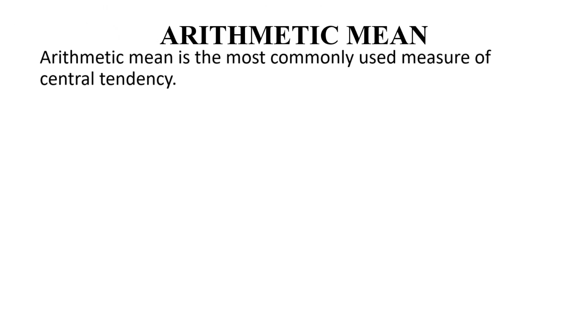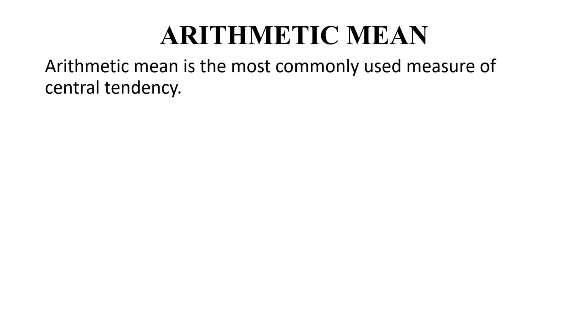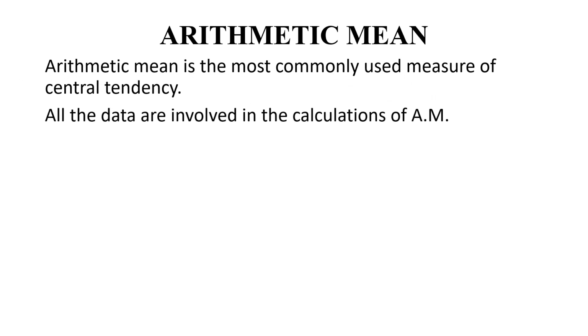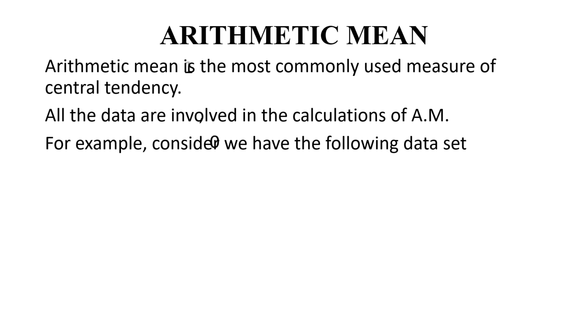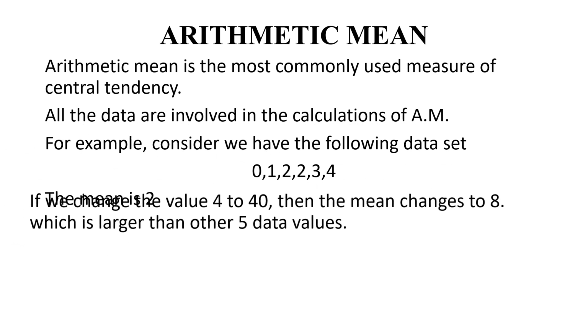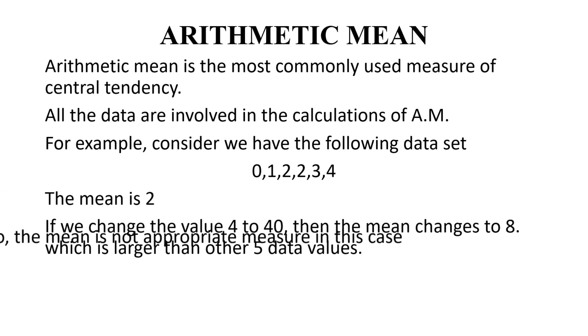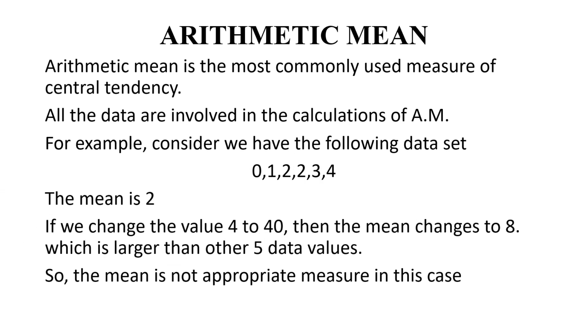I will talk about the arithmetic mean first. Arithmetic mean is the most commonly used measure of central tendency. All the data are involved in the calculation of the arithmetic mean. For example, consider we have the following data set: 0, 1, 2, 2, 3, 4. The mean is 2. If we change the value 4 to 40, then the mean changes to 8, which is larger than the other 5 data values. So, the mean is not an appropriate measure in this case.